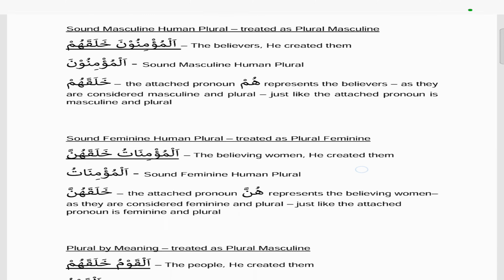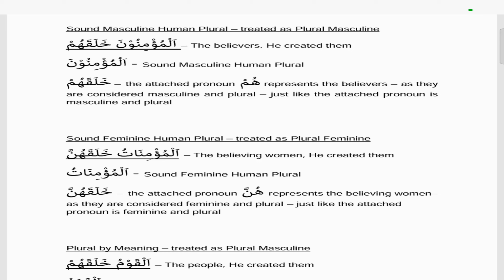So the next example is, we said that the sound masculine human plural is treated as plural masculine. So here we got al-mu'minuna khalaqa hum. So the believers, he created them. So al-mu'minuna is a sound masculine human plural. It's sound because the original single version is still there, which is mu'minun. Only extra letters have been added to the end. So it's not a broken plural, it's a sound plural.